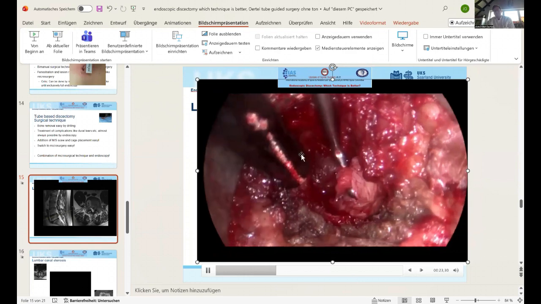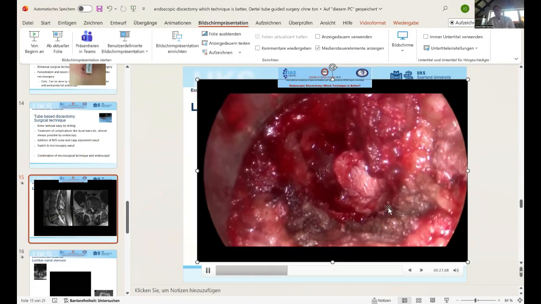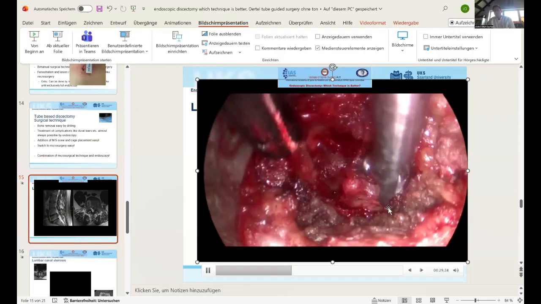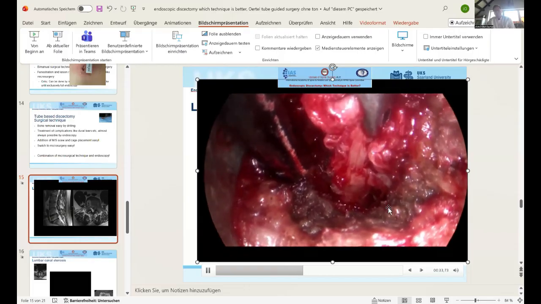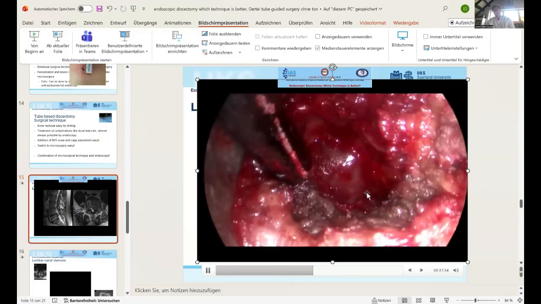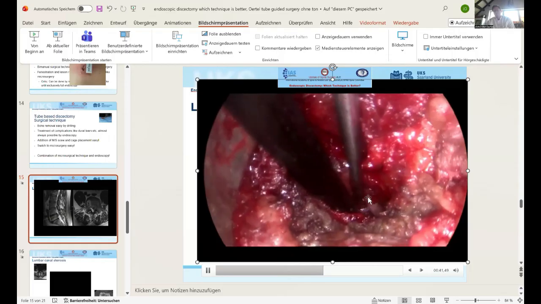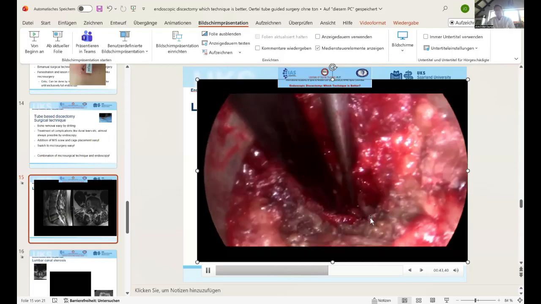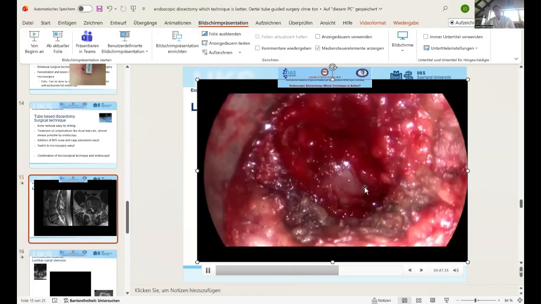And you see here, this is the thecal sac, and you just see the exiting nerve root. So the disc here, the sequestered disc, is just on the shoulder of the L5 nerve root. You see here's the nerve root now. Here you see the nerve root, decompressed nicely. So it's a very small focused opening with this technique.